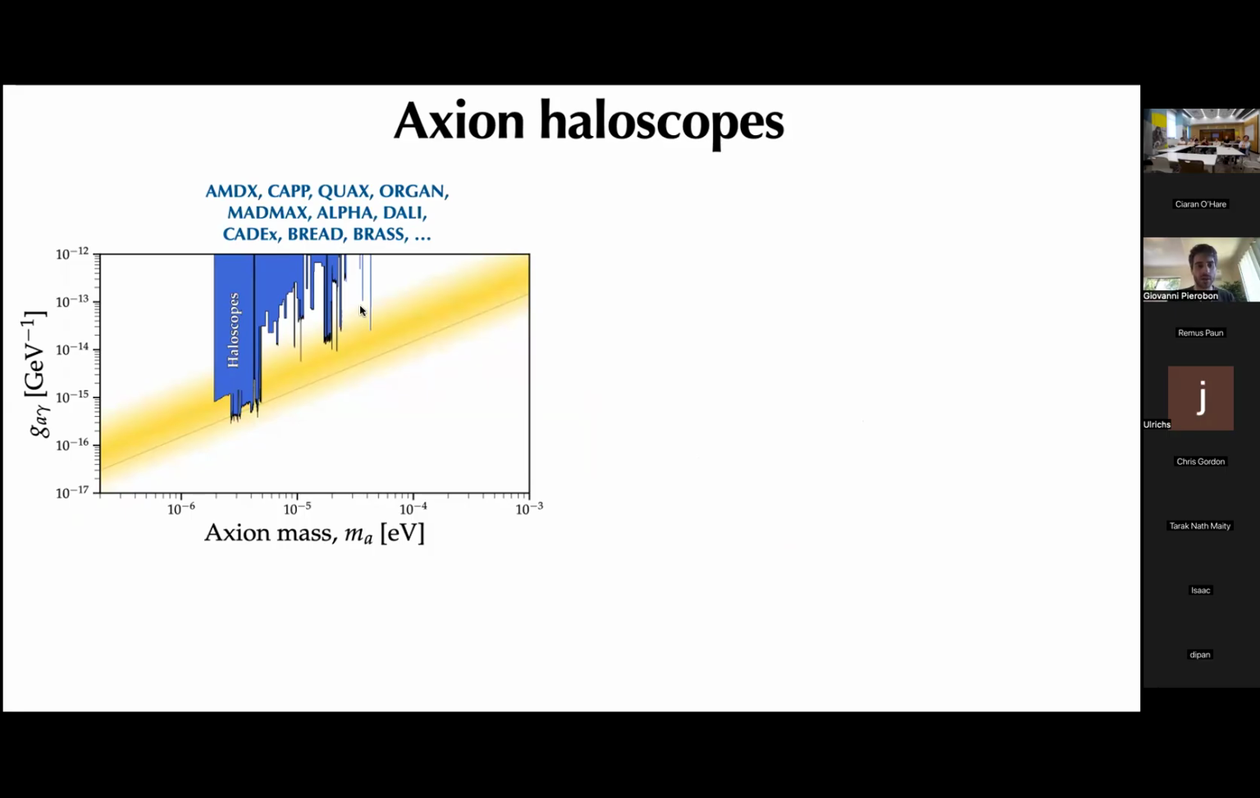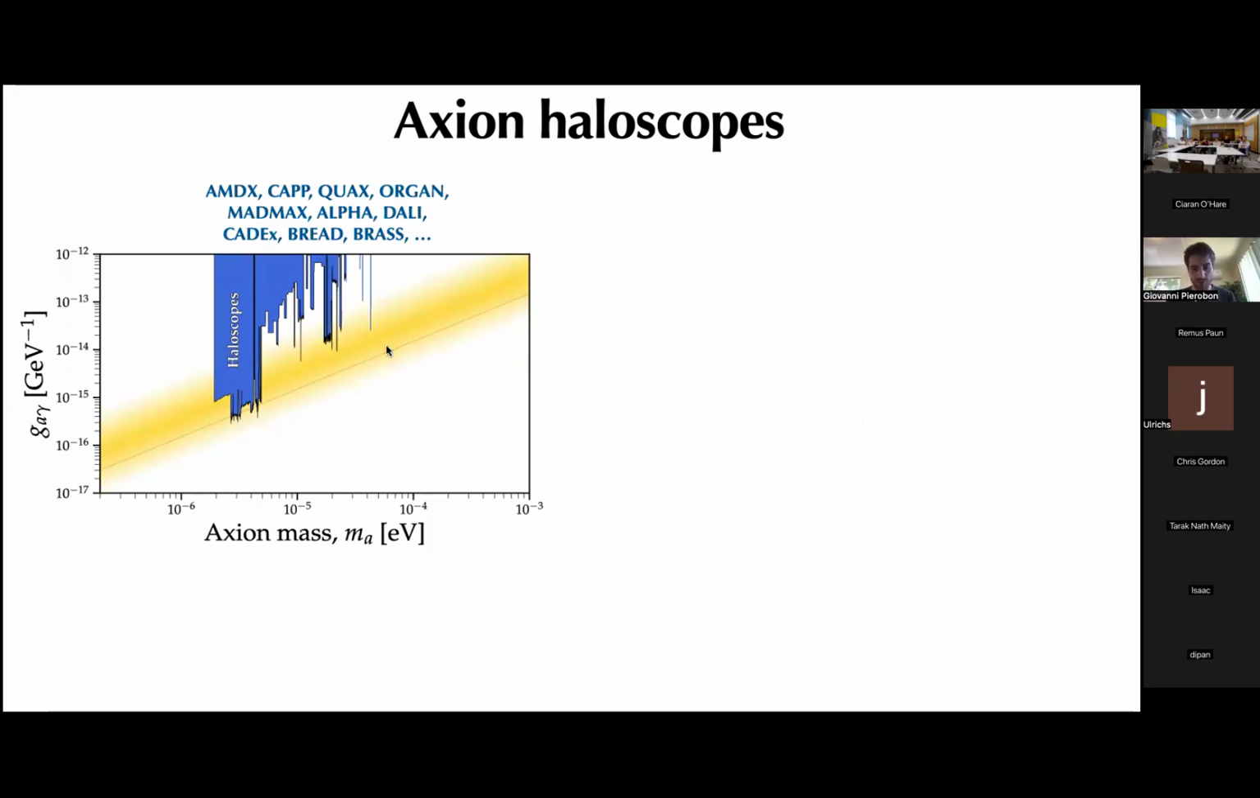So yeah, this is a collection of all the exclusions so far. This is up to date to the exclusion in coupling versus mass. You can see that at order 1 micro-electron-volt masses, the haloscopes are able to reach the target lines. I think this is ADMX. But the challenge is to go to higher masses, as I will explain in a second.